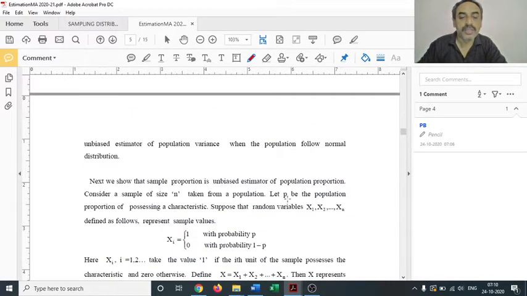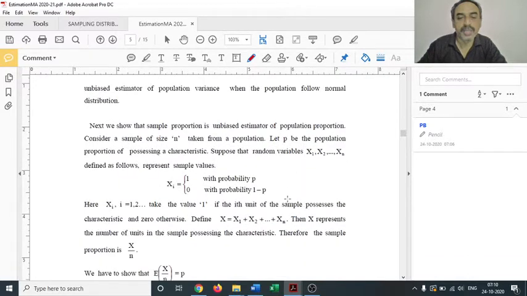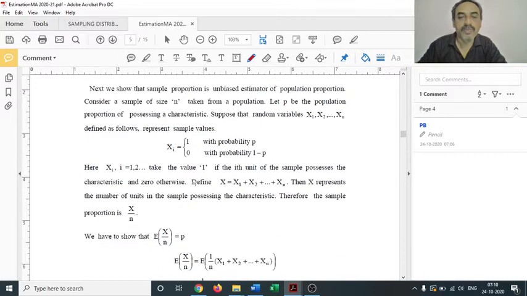Now, next, the same property is examined for the sample proportion. So we have to examine whether the sample proportion is an unbiased estimator of the population proportion. Here we consider a set of variables x1, x2, etc., xn representing the responses of the units of investigation, 1 with probability p and 0 with probability 1 minus p. p is the proportion of the population, and we formulate an estimator, that is x by n, where x is x1 plus x2 plus etc. xn.